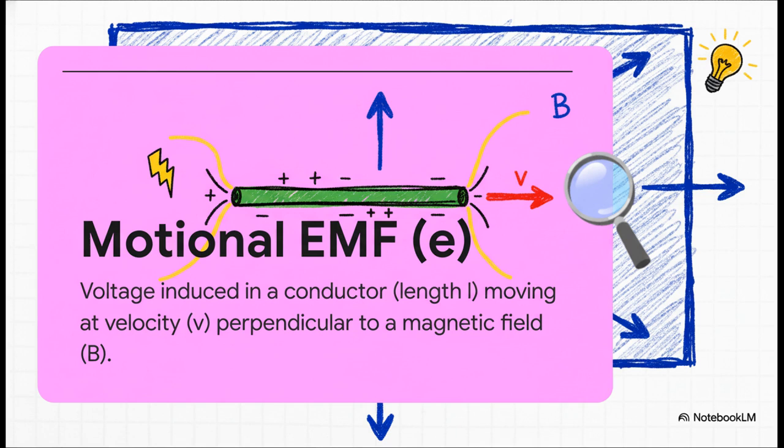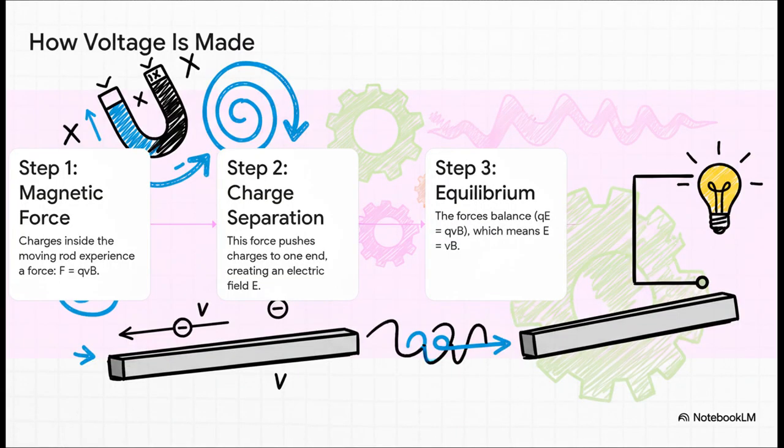Well, we're right back where we started. E equals BLv. So how does this even happen? Well, that rod is jam-packed with charged particles, right? As the whole rod moves, every single one of those charges feels that same magnetic force we just talked about. But they're trapped inside the metal, so instead of flying off in a circle, they just get shoved to one end of the rod. And that separation of charge, well, that's the very definition of a voltage.